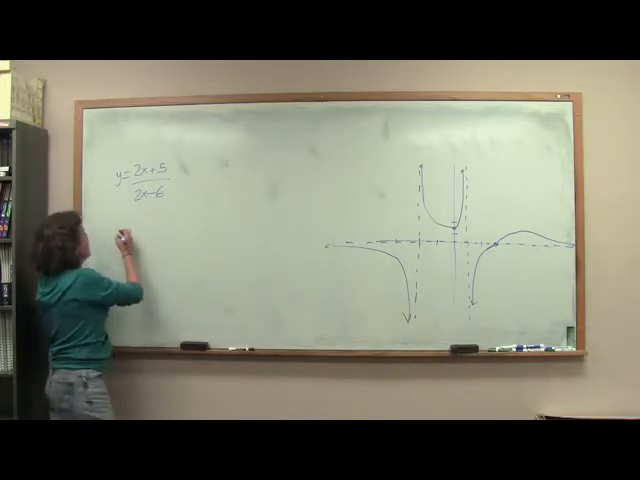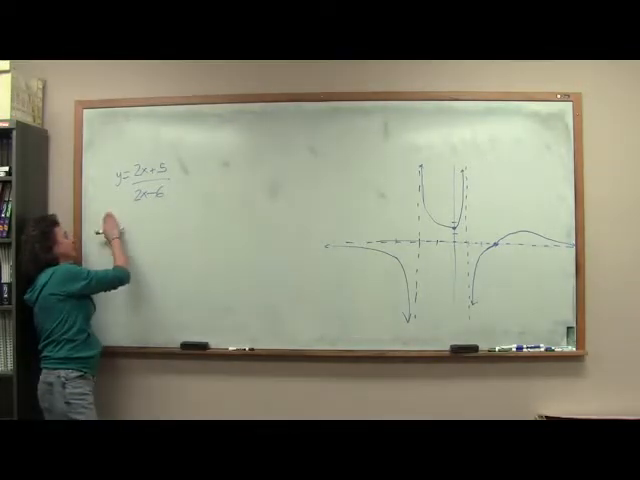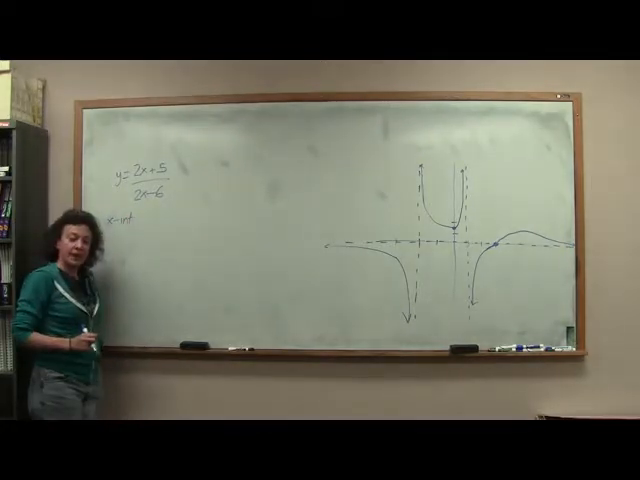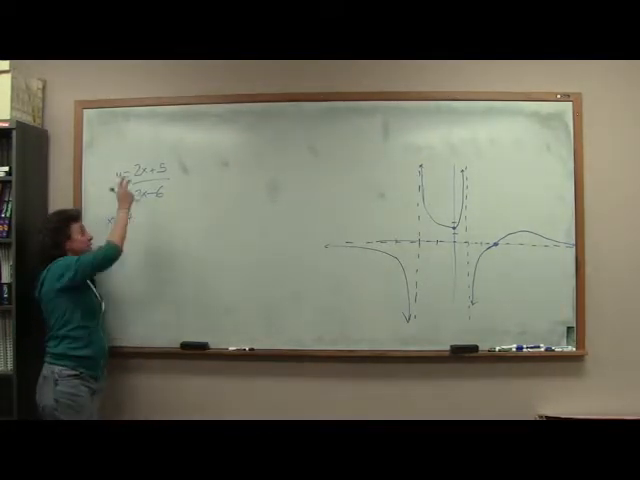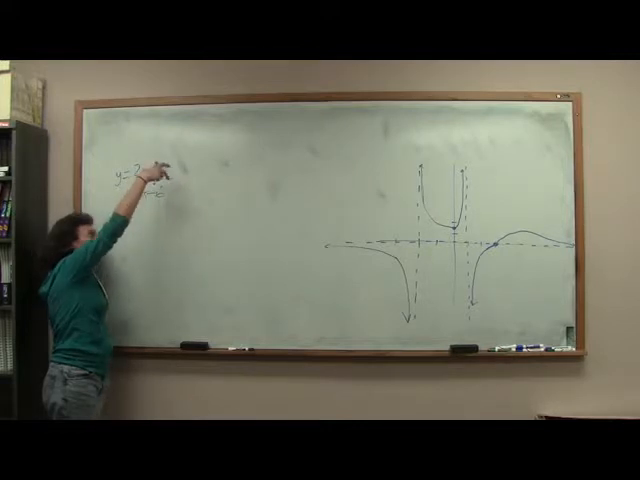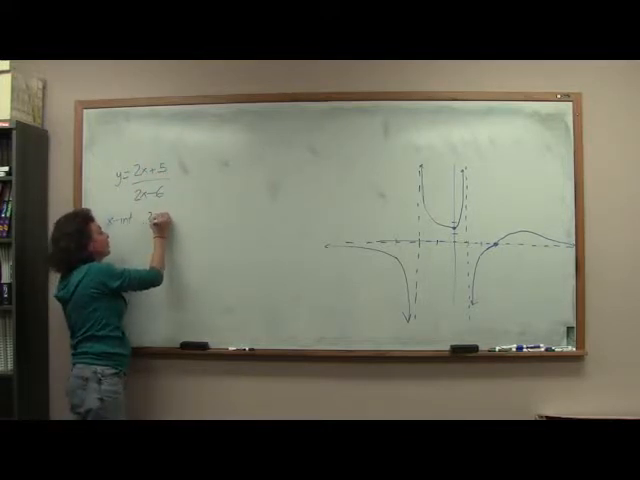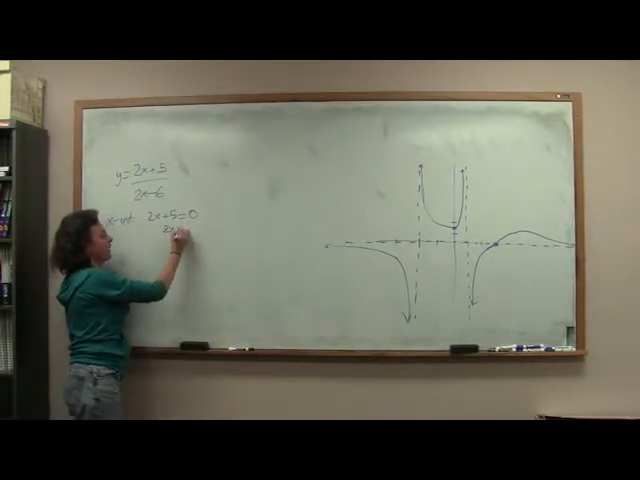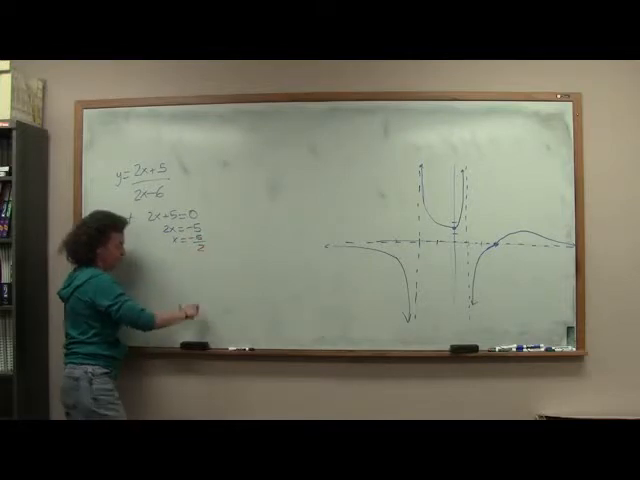Well, first off, let's find an x-intercept. How do you find the x-intercept? You set y equal to 0. Again, a fraction's only equal to 0 if your numerator is 0. We can solve for x, move your 5 over, and then divide by 2.